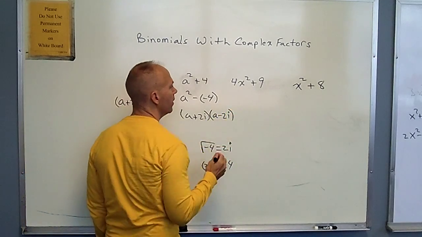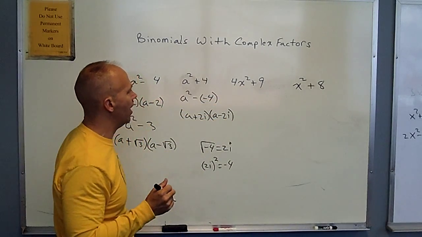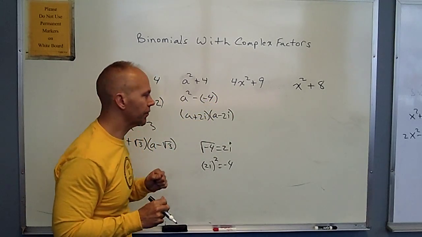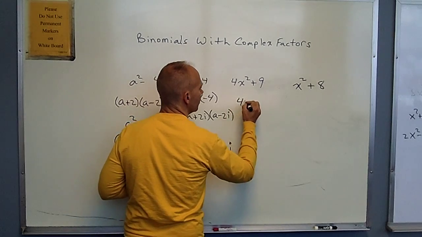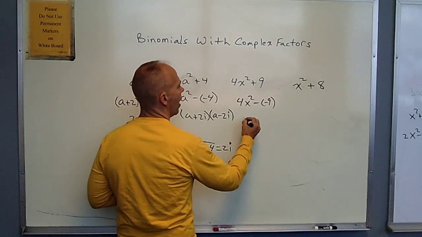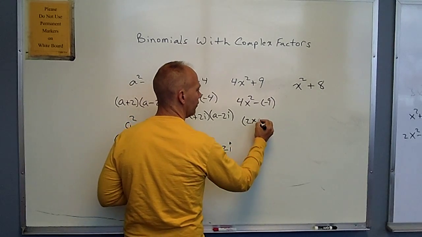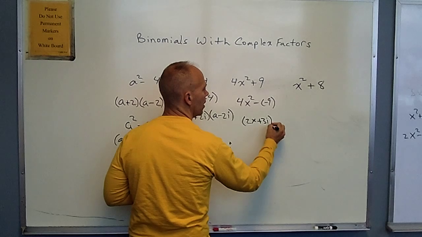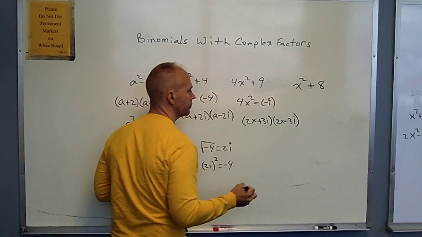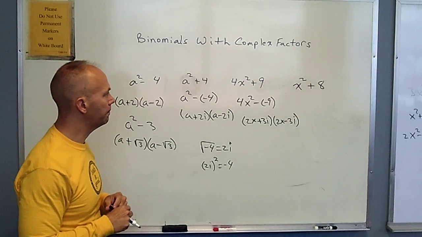Looking at something like this, I got 4x squared plus 9. Looks a little bit complicated. I can't factor out a greatest common factor, but I can view it as a difference of squares. I can write this as 4x squared minus a negative 9. And now I can factor: 2x plus the square root of negative 9, which is 3i, and 2x minus 3i. All right, this isn't so complicated.